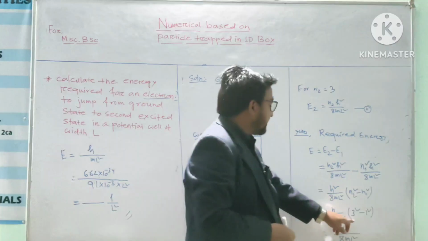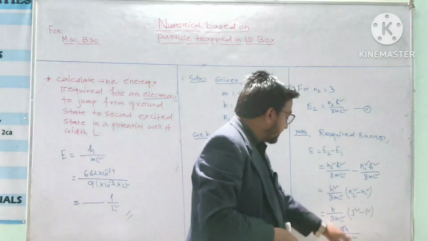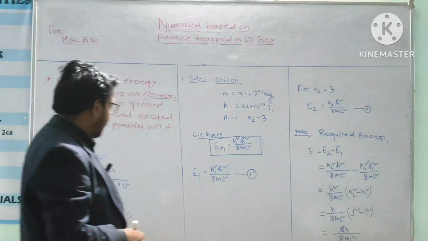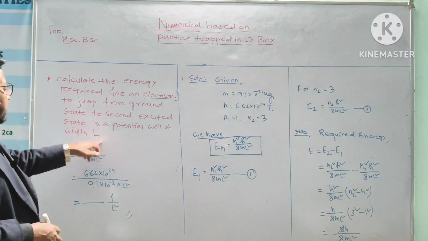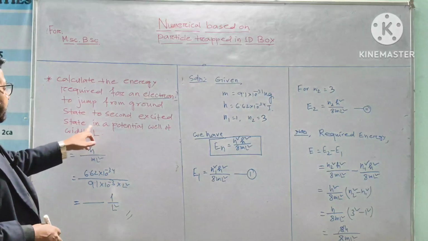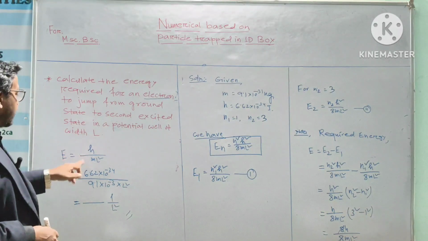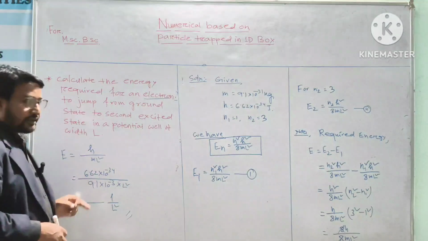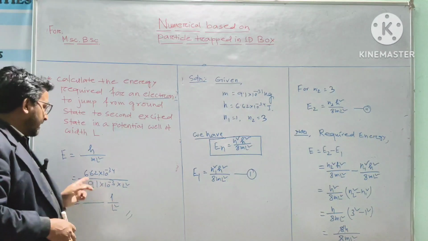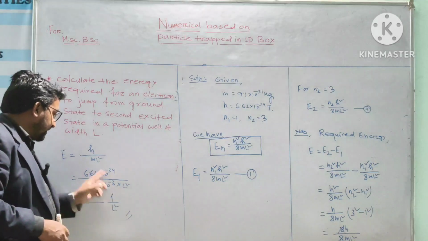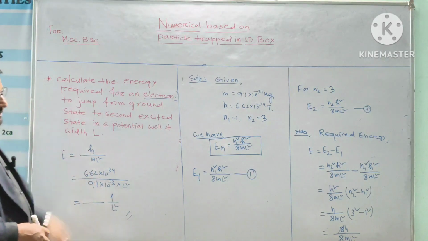Okay, the value of n2 equal 3, so 3 square, and n1 equal 1, so 1 square. After solving this part, we can write 8 h square divided by 8 m L square. And in this case, the value of L is unknown quantity. Okay, the magnitude of L is unknown. So we can just put the value of h, 6.62 into 10 to the minus 34, and the mass of the electron 9.1 into 10 to the minus 31 kg. After solving this simple part, we get something into 1 by L square. So this is our final answer.